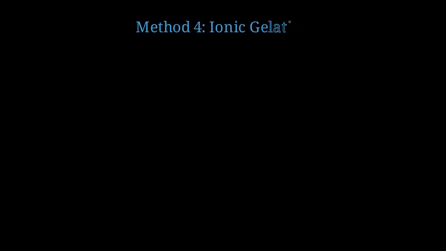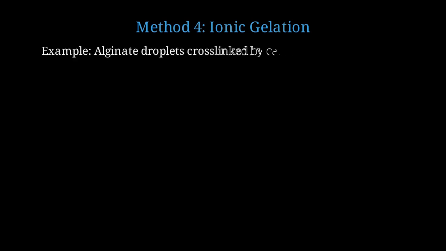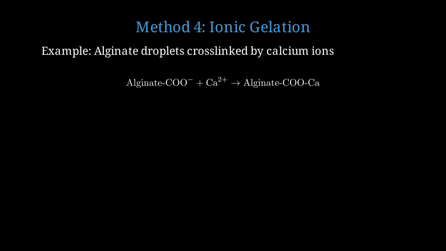The fourth method is ionic gelation, particularly useful for natural polymers like alginate. In this method, droplets of alginate solution are formed and then exposed to a solution containing calcium ions. The calcium ions cross-link the alginate chains instantaneously, forming solid beads. The mechanism involves the negatively charged carboxylate groups on alginate chains binding to positively charged calcium ions. This ionic interaction creates the cross-linked network structure.